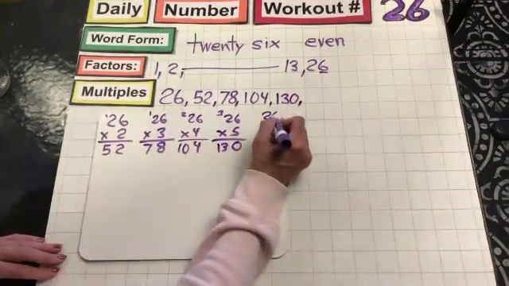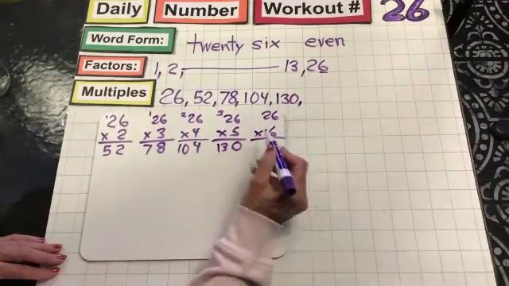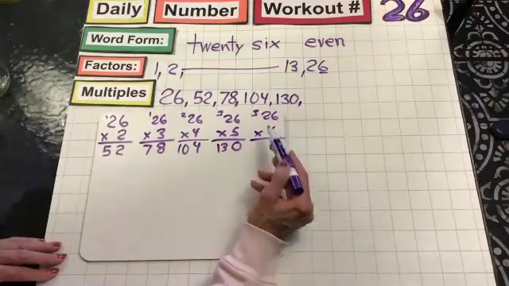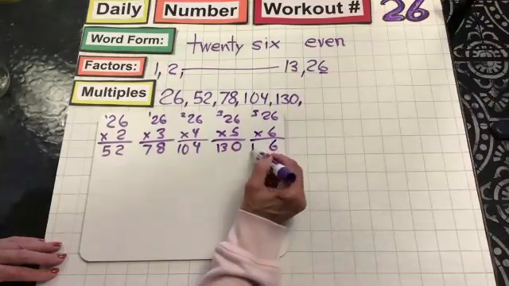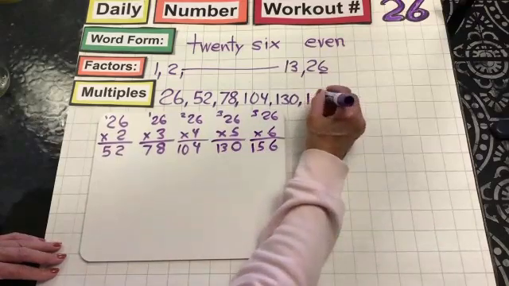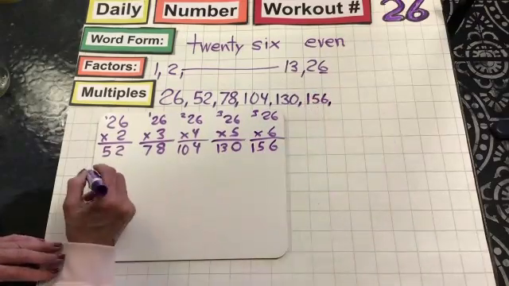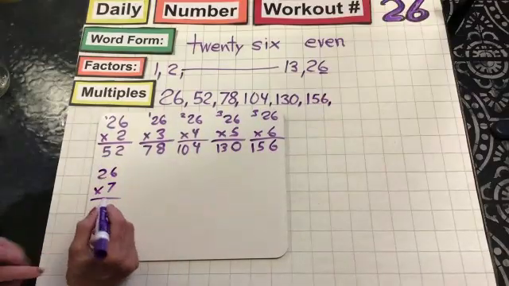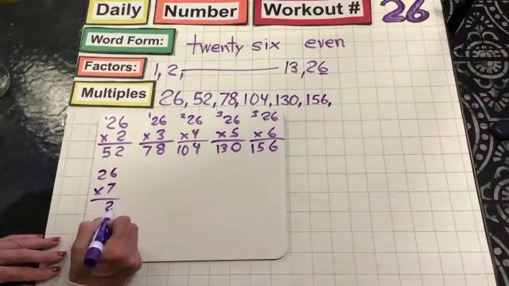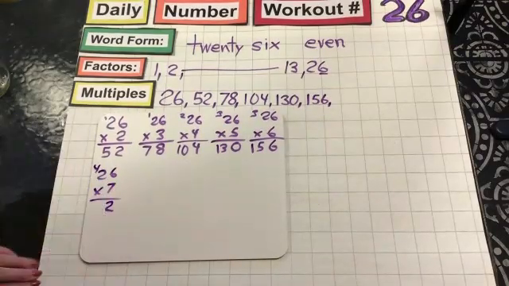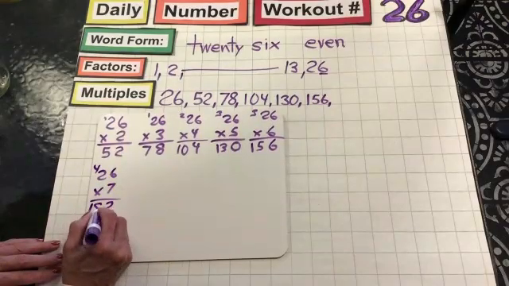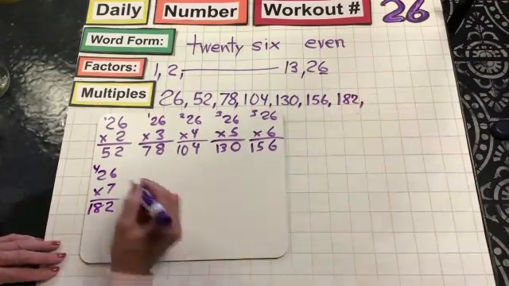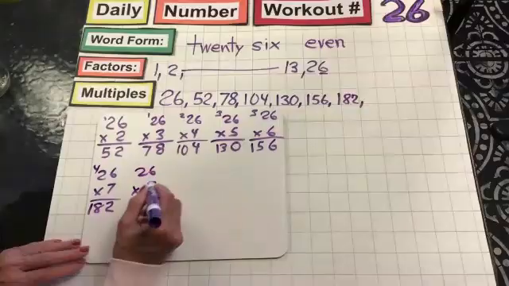Then 26 times 6. 6 times 6 is 36. Drop the 6, carry the 3. 6 times 2 is 12 plus 3 is 15. Then we have 26 times 7. 7 times 6 is 42. Drop the 2, carry the 4. 7 times 2 is 14 plus 4 is 18. So we have 182. And then we have 26 times 8.